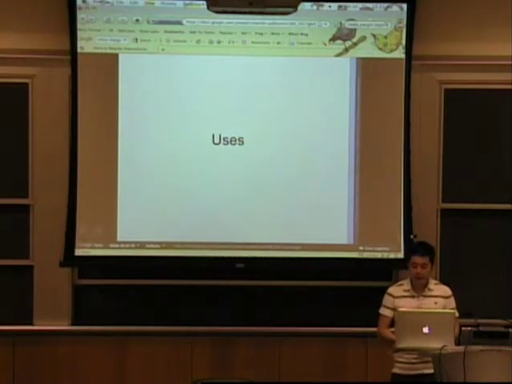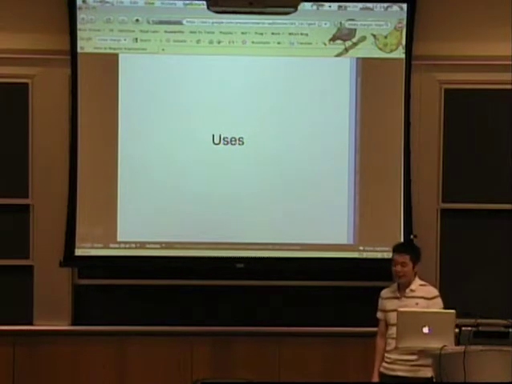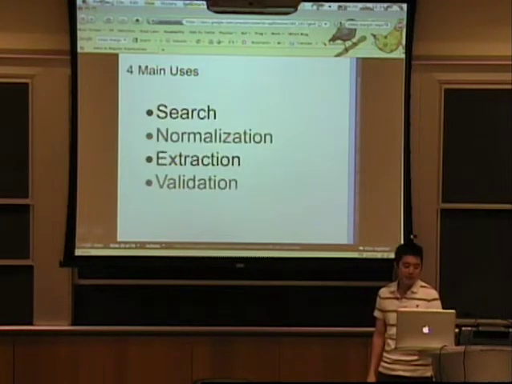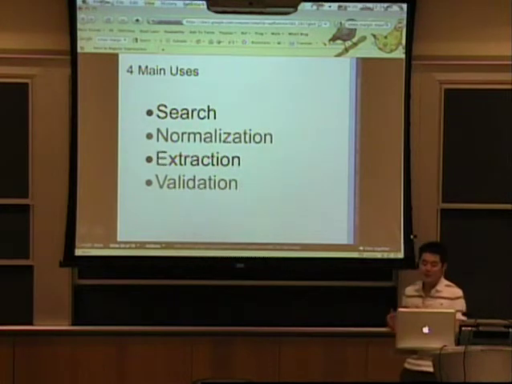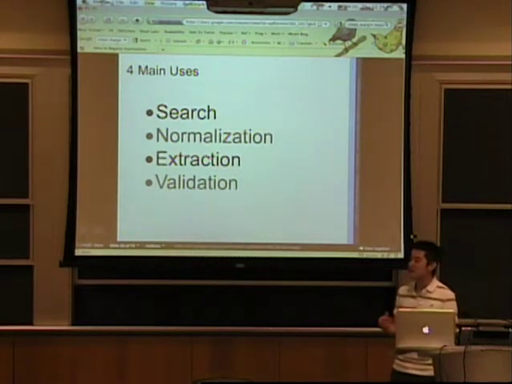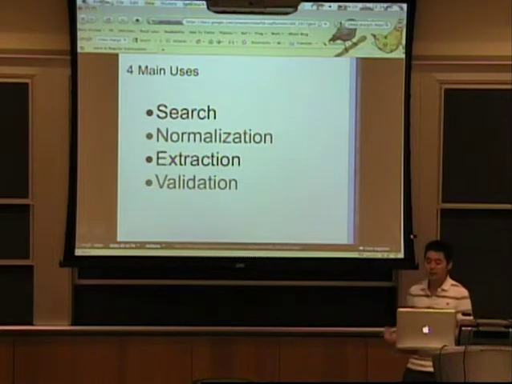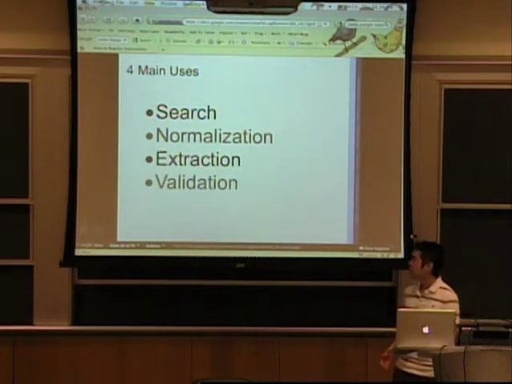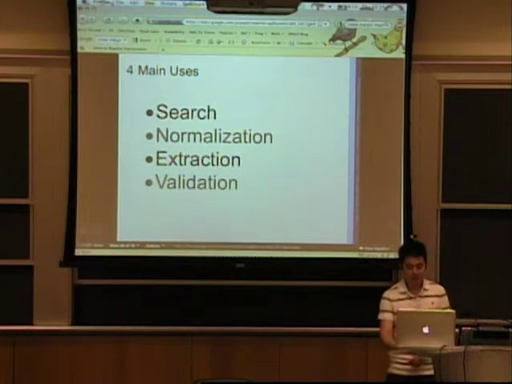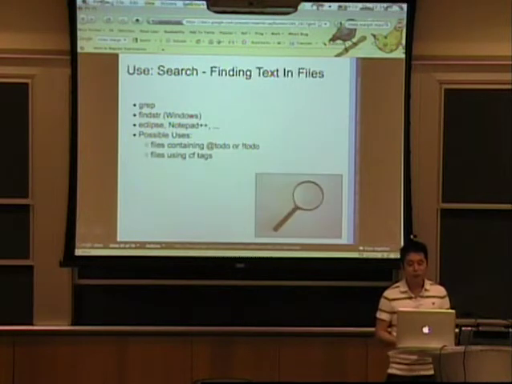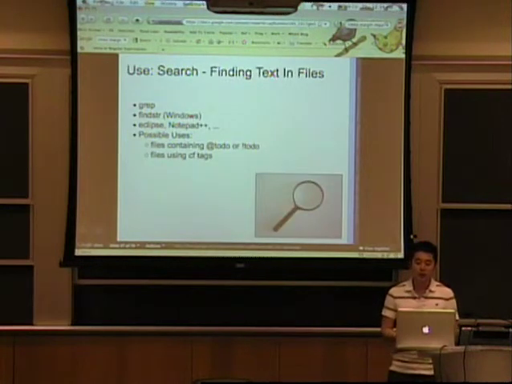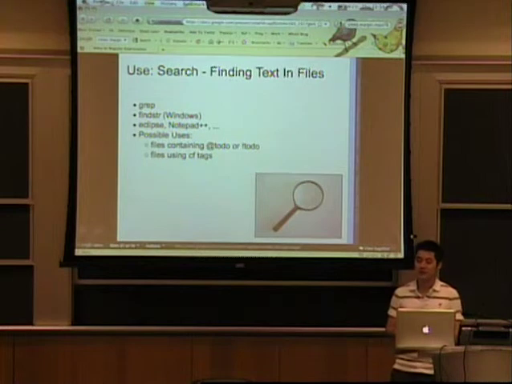Now I'm going to talk about some sample uses, and this will actually have real code, if you're the type of person that likes to see code. I know I am. So I separated them into 4 loose categories: search, normalization, extraction, and validation. So one thing we can use regular expressions for is finding text in files, which is especially useful when the string that we're looking for is variable.